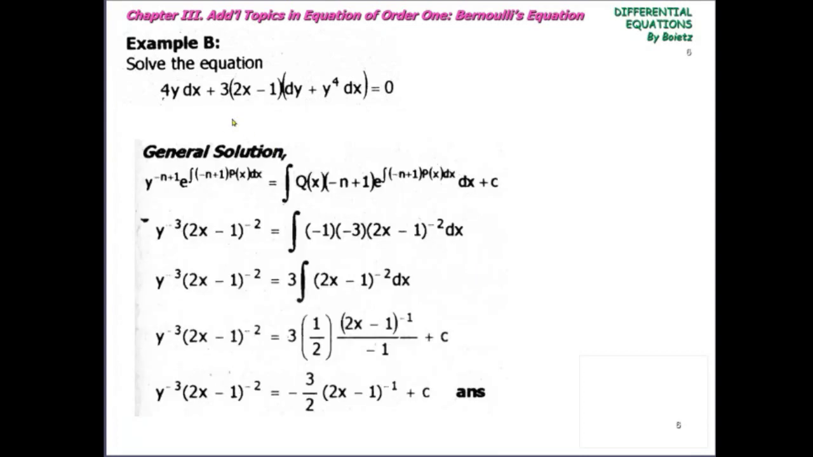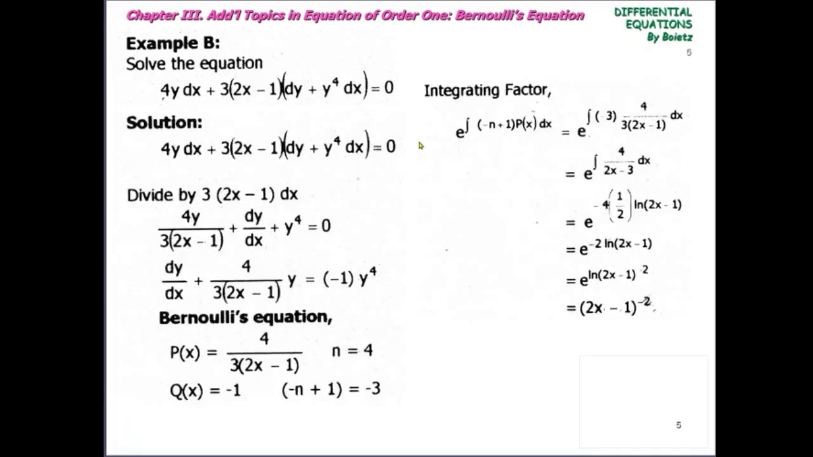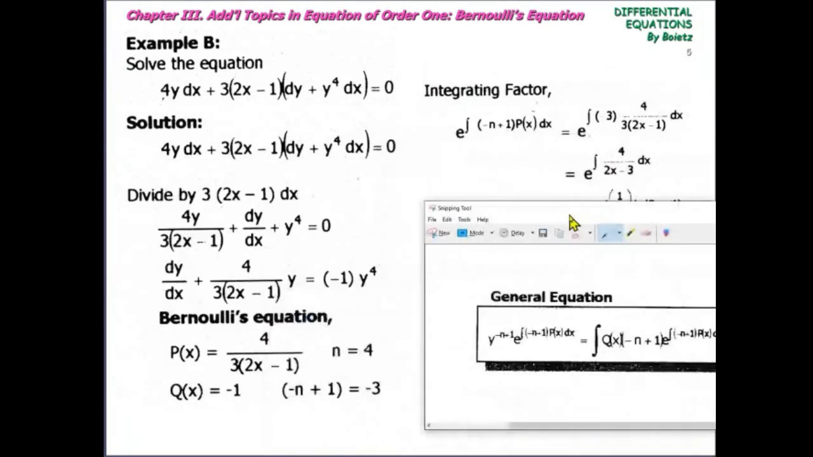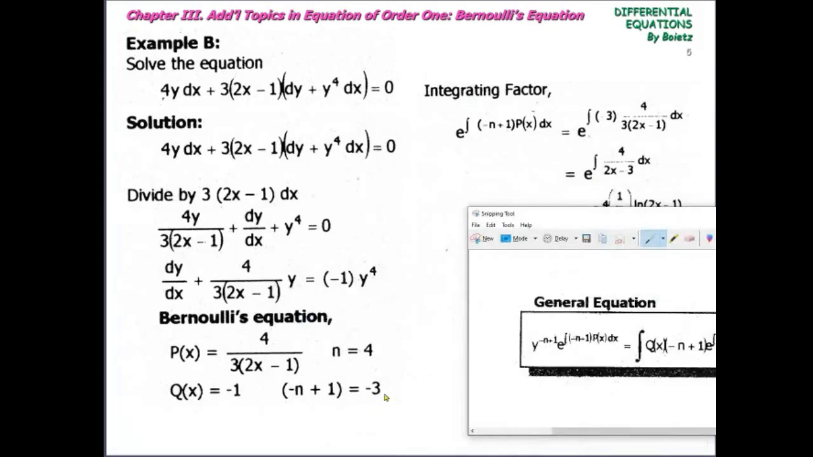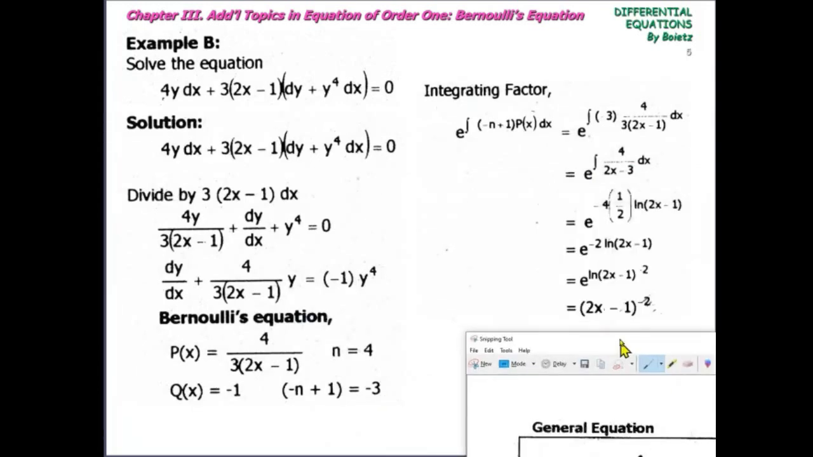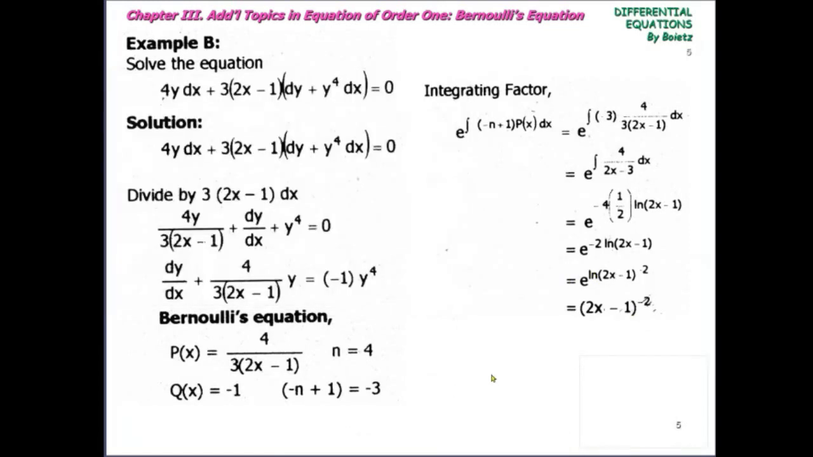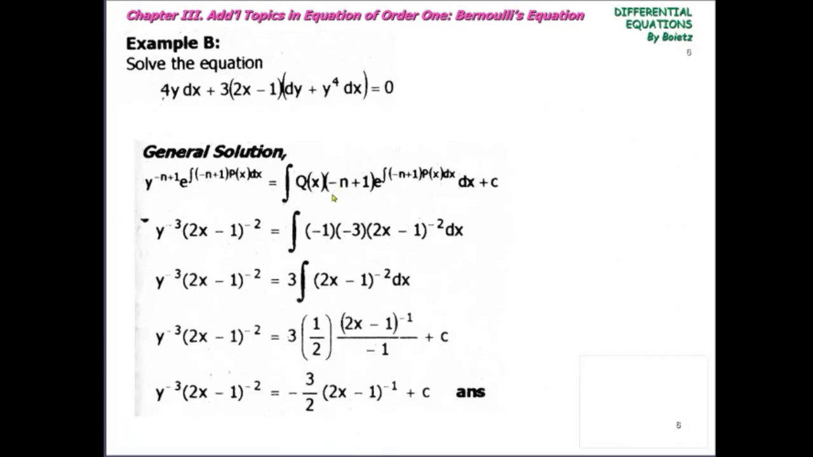Then from your general solution, substitute. This one is your general, the general solution is this one. Substitute nyo yung y to the negative 3 yun. Then the integrating factor is 2x minus 1 raised to negative 2. Okay. Ayun. Ito pala, nakasulat na pala doon. Then your qx is equal to negative 1. Ayun. Ito, negative 1. This one is negative 3. The integrating factor, this one, dx.